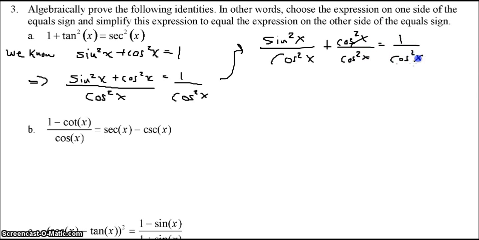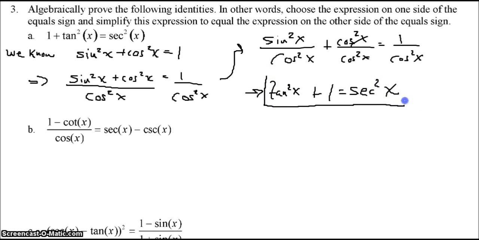And let's think about how each of these terms simplifies. Sine squared x over cosine squared x, well, sine over cosine is tangent, so sine squared over cosine squared is tangent squared. This is 1, and 1 over cosine squared is equal to secant squared. Notice that we've started with something that we've known to be true, and we can show if that's true, then this is true. That's essentially what a proof is.